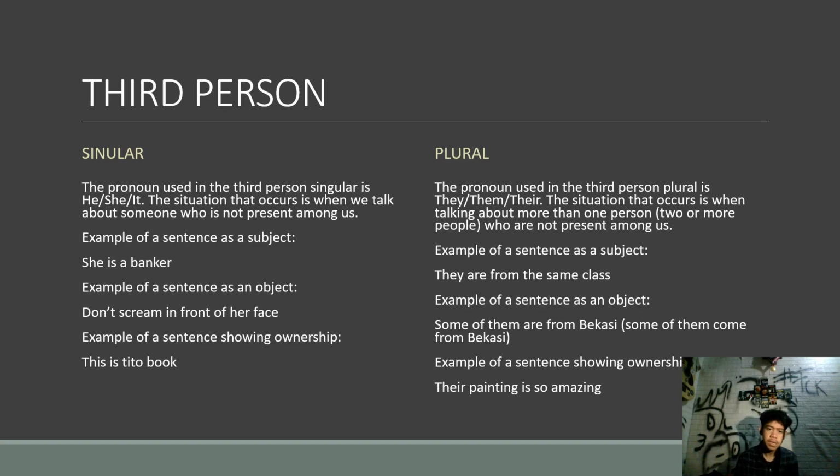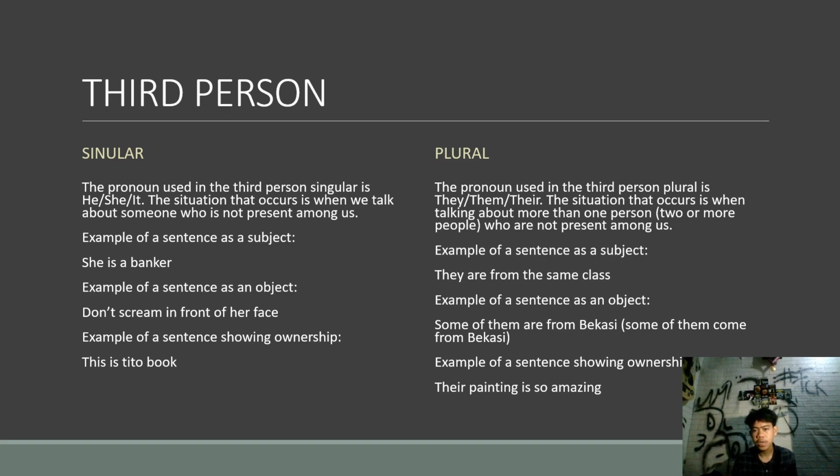Example of a sentence as a subject: she is playing cards. Example of a sentence as an object: don't scream in front of her face. Example of a sentence showing ownership: this is Tito's.